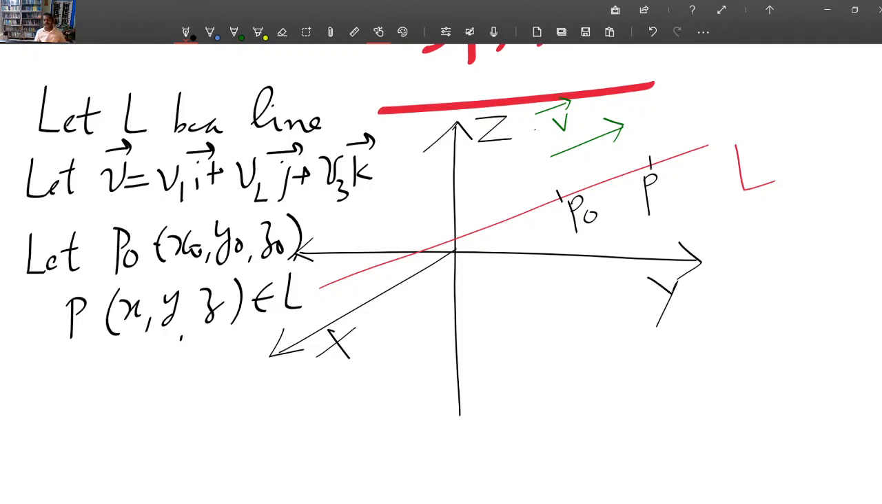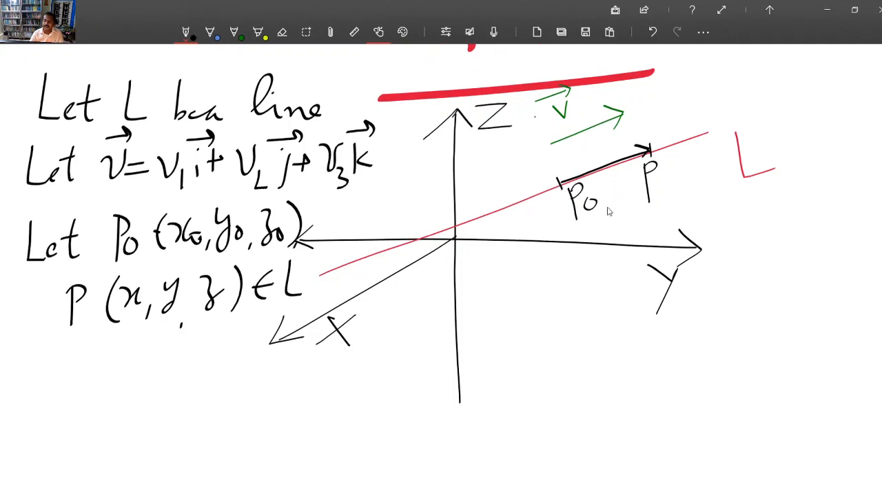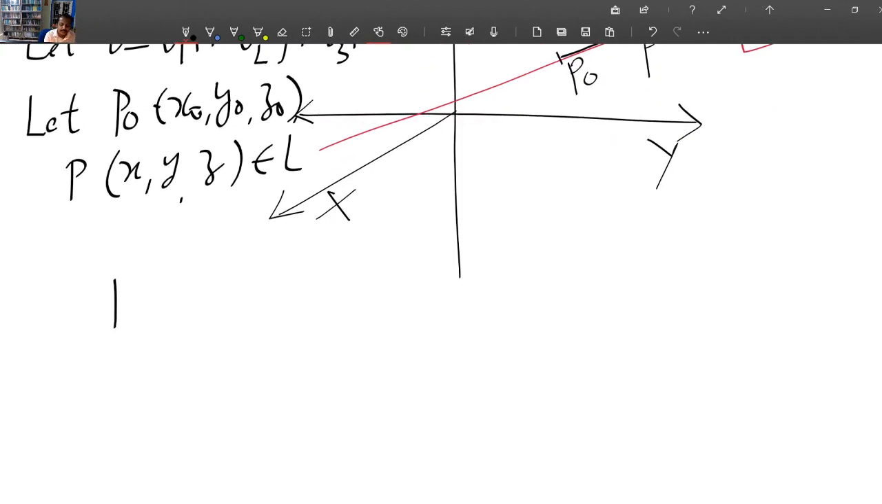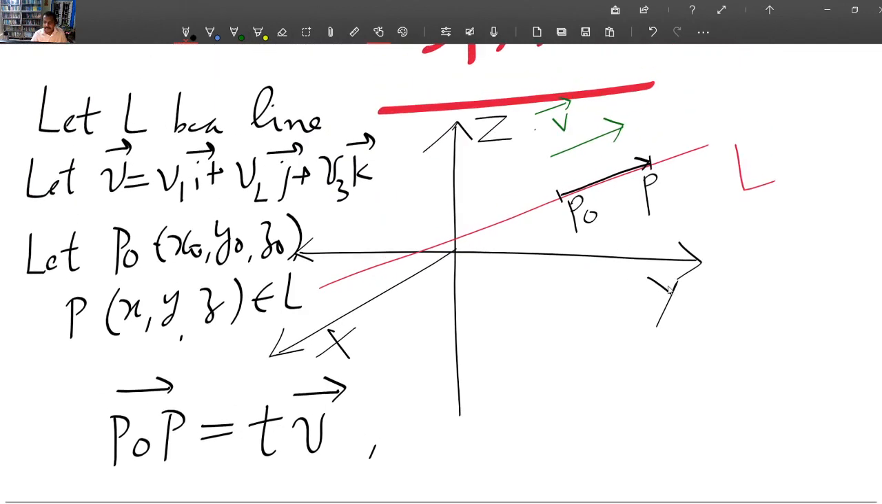These are two points on the line L, and from the figure you can see that the vector P0P is parallel to the vector V. So you can write it as a scalar multiple of the vector V, P0P equals t times V, where as t varies, you are getting different points on the line.